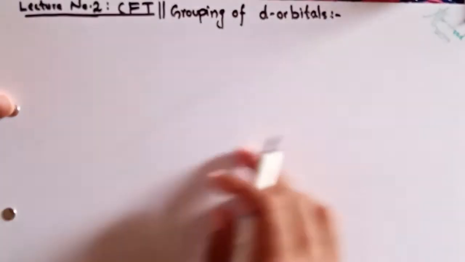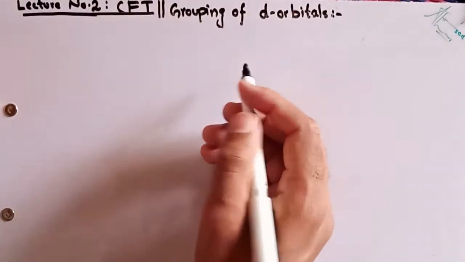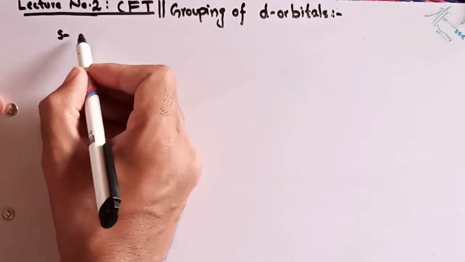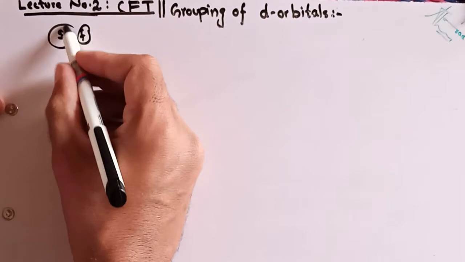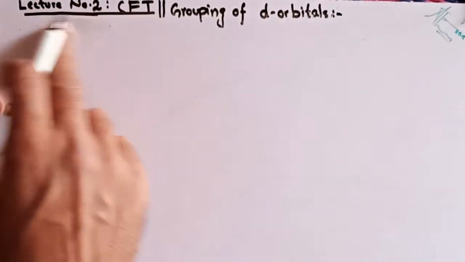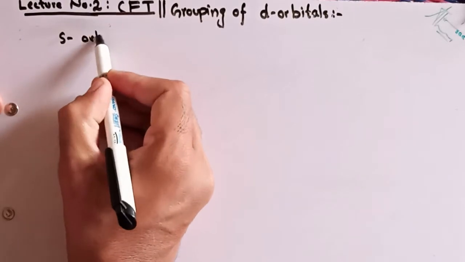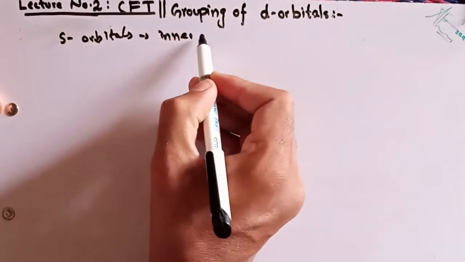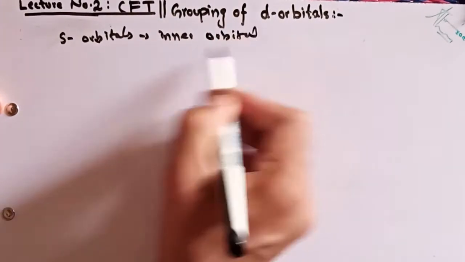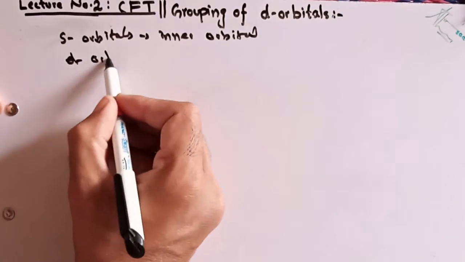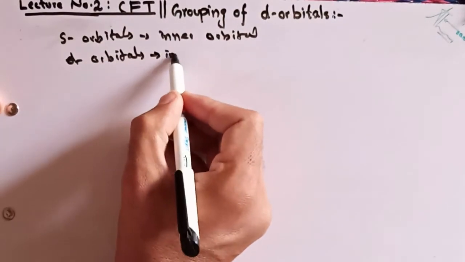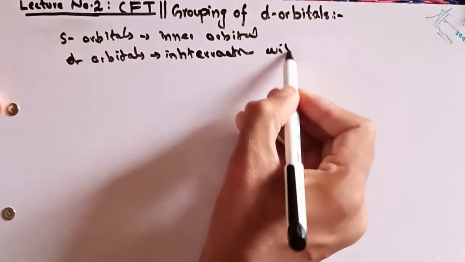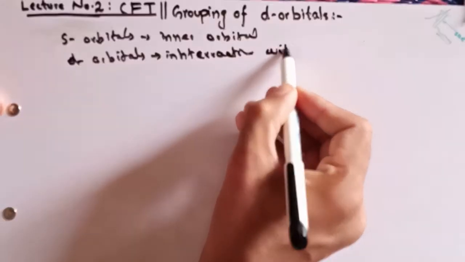So here in crystal field theory, why only d orbitals? Why can we not consider s orbitals or f orbitals here? Because the s orbital is an inner orbital, while the d orbital is outermost. The d orbitals have interaction with the ligands in ligand field theory and crystal field theory.